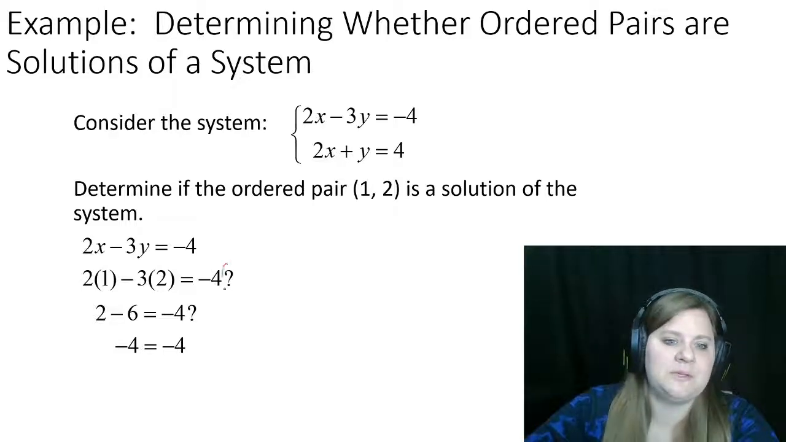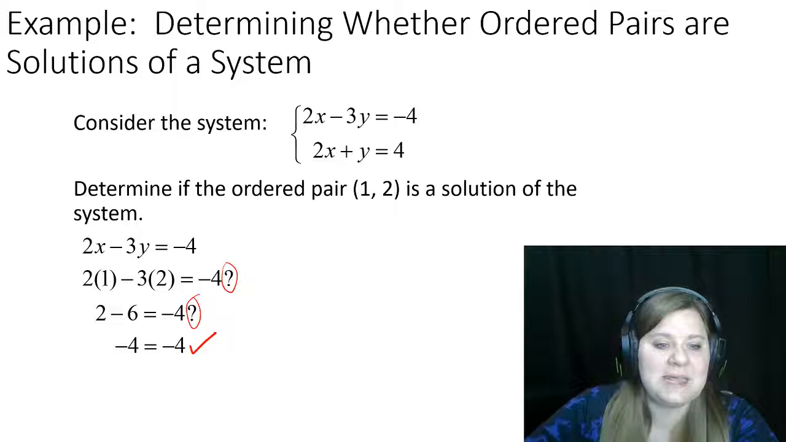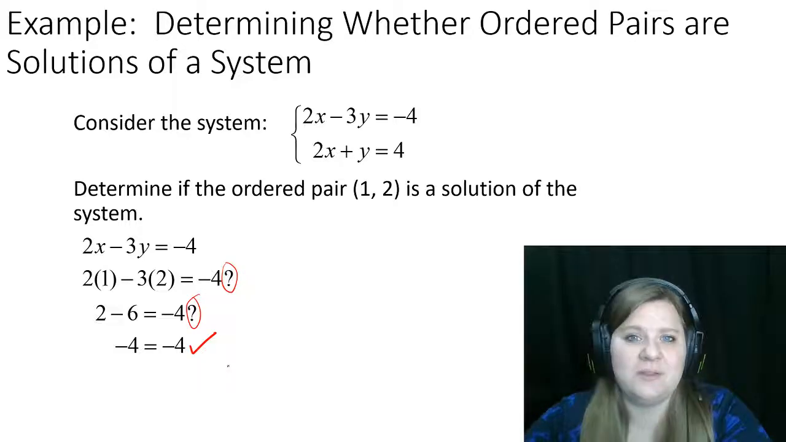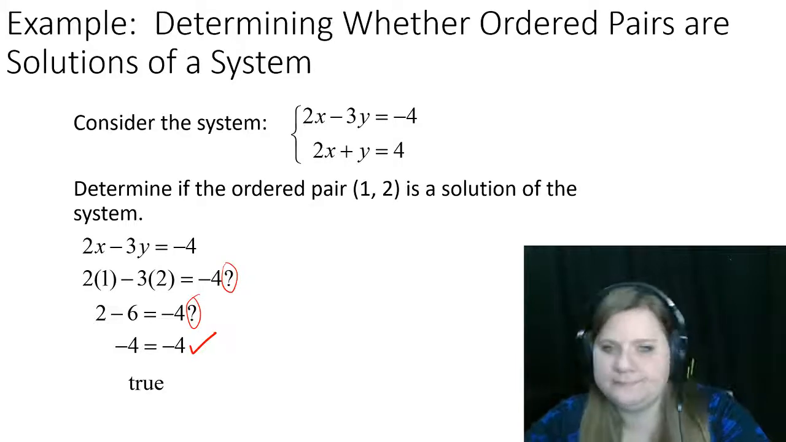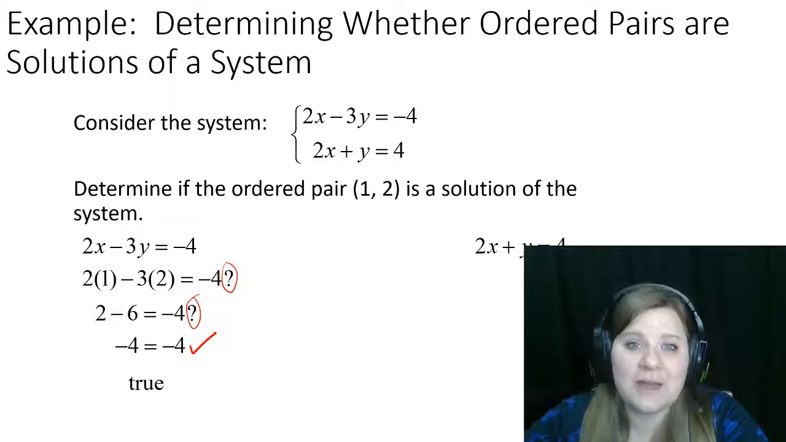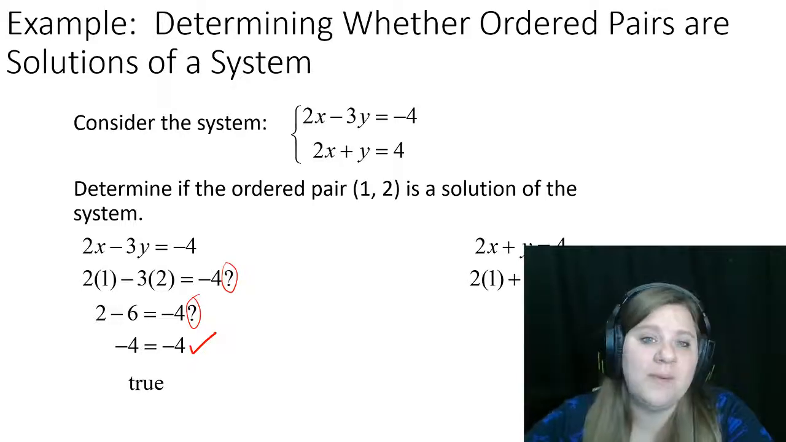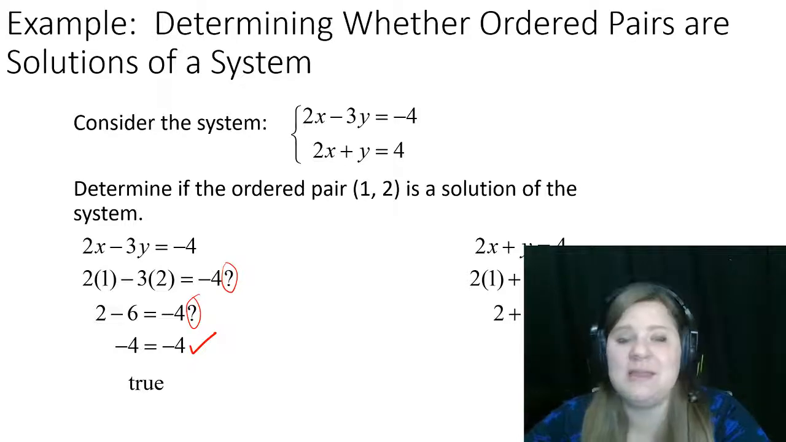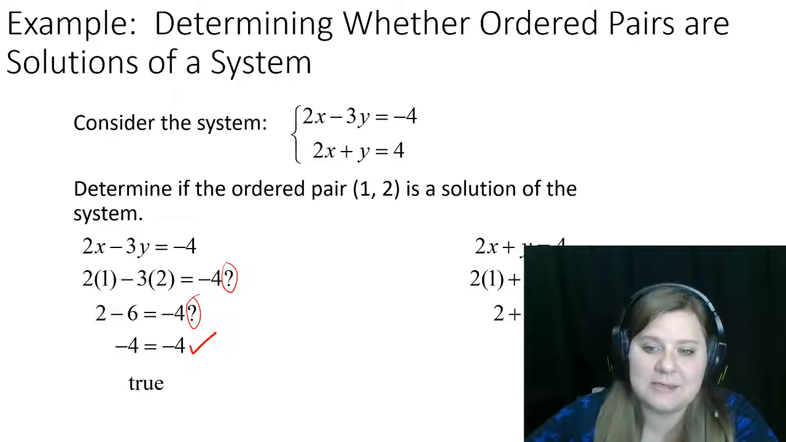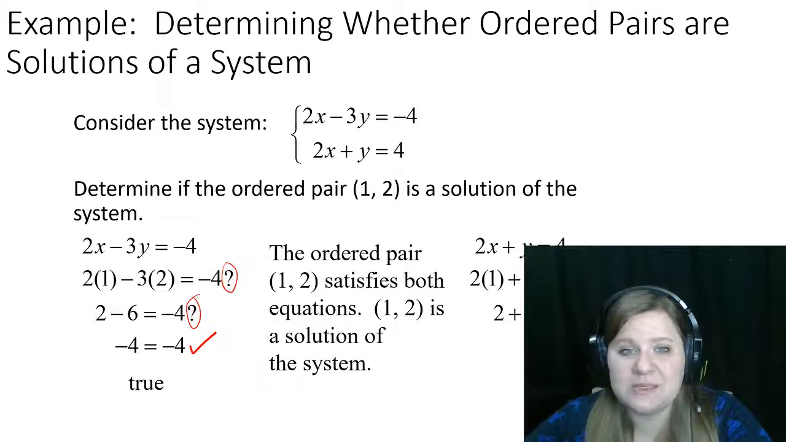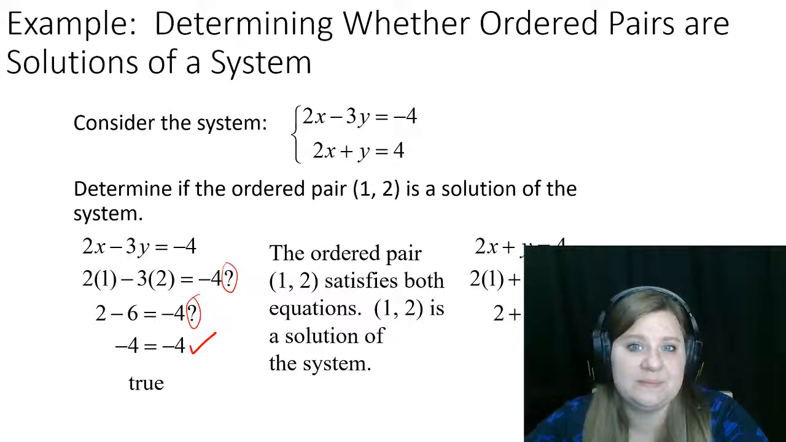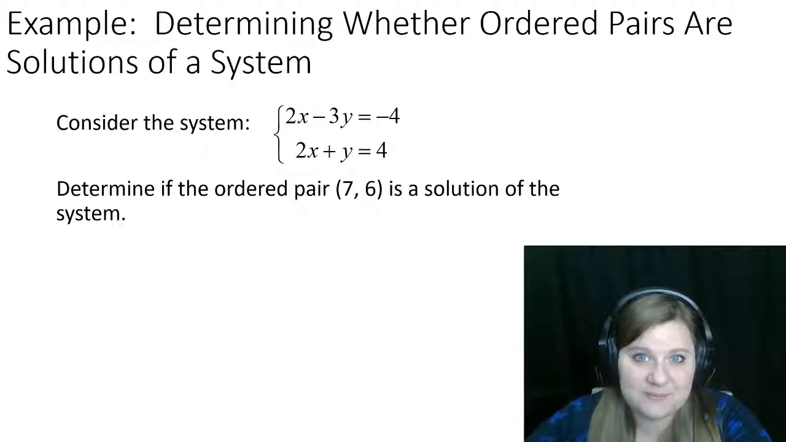So you'll notice I write my question mark every time I check, and I usually put a check mark next to the final answer to say, yes, it works. Okay, so that was true. And again, I do the check mark instead of saying true. Up to you which way you do. We're going to also have to check in the other equation. When we plug in 1 for x and 2 for y, it does come out correct. Because they are both true, we can say that (1, 2) is a solution to the system. So if it's a solution to both equations, it is also a solution to the system.